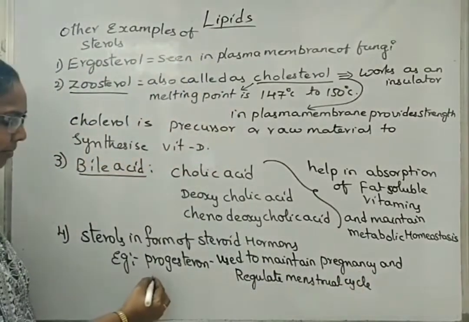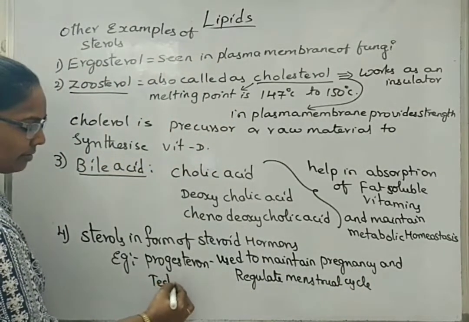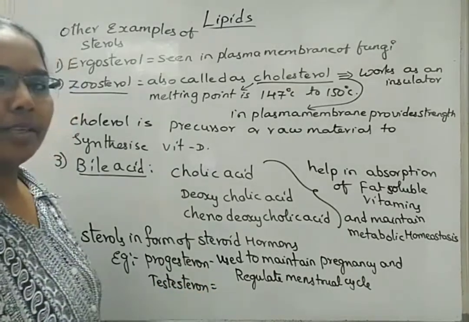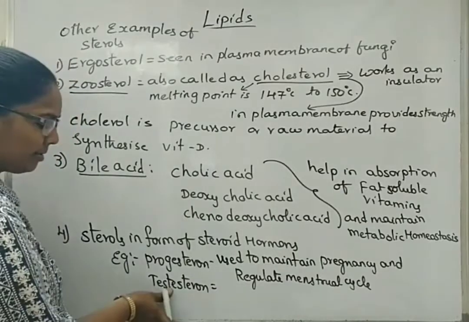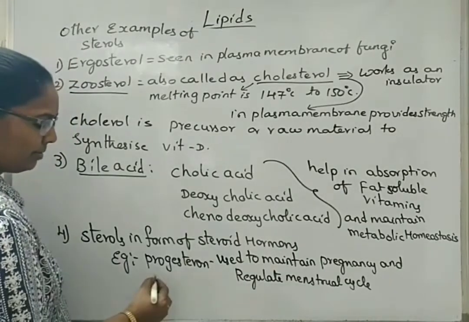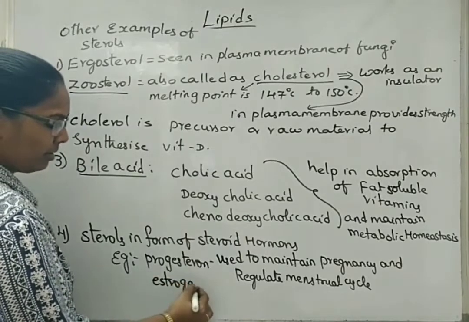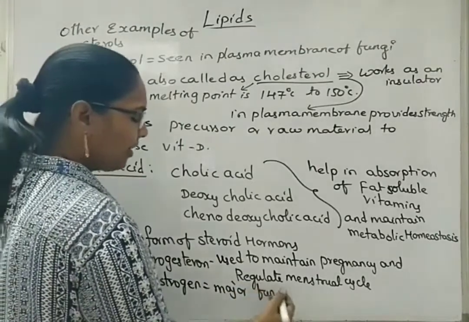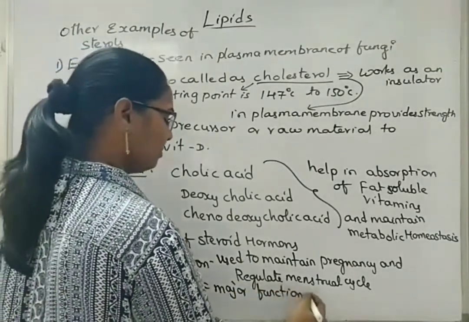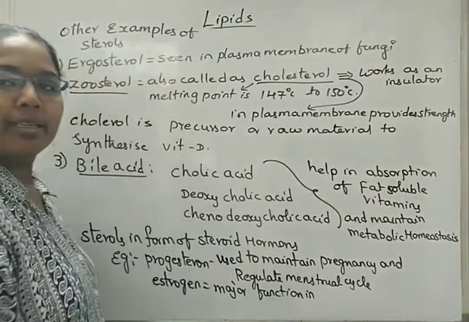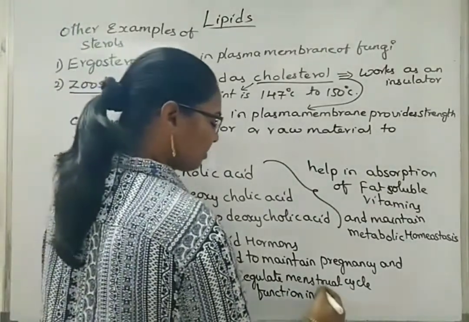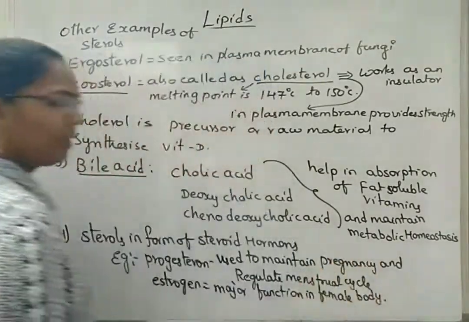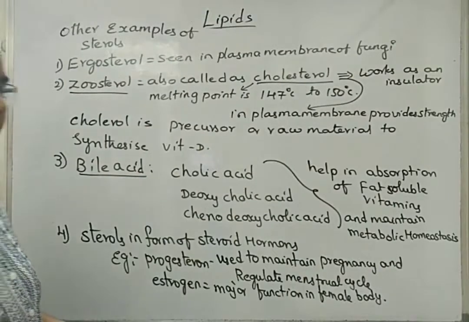Another example: testosterone we can take, or estrogen also, which is majorly responsible for follicle formation in females. So we can take estrogen as an example. Its major function is in the female reproductive system and in development of female secondary sexual characters in the female body. So these are a few examples of sterols.